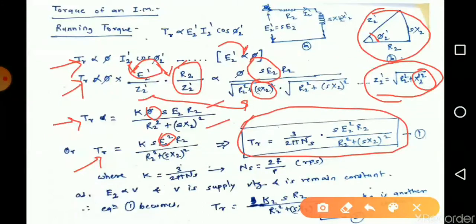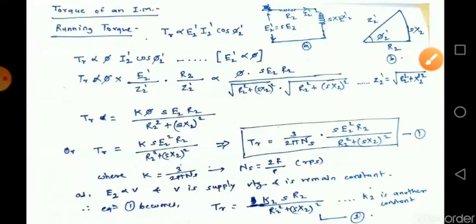This is nothing but the torque of an induction motor under running condition, where K is a constant equal to 3 upon 2π ns, and ns we can represent as 2f upon p, which is nothing but the synchronous speed in rps, that is revolutions per second. In the next step, we can rewrite equation number 1 in another way.